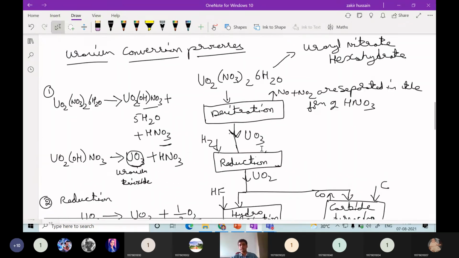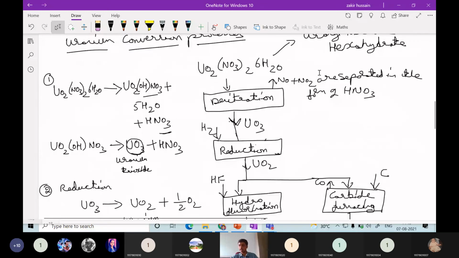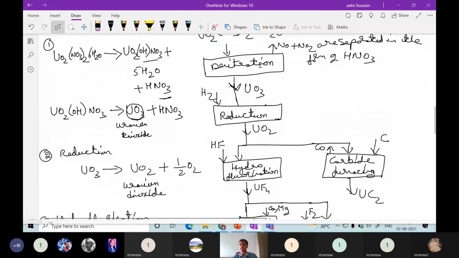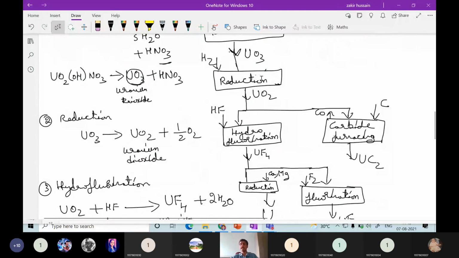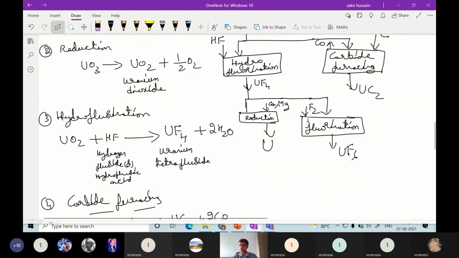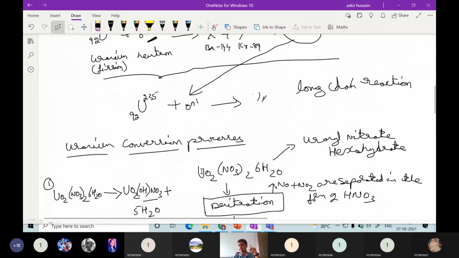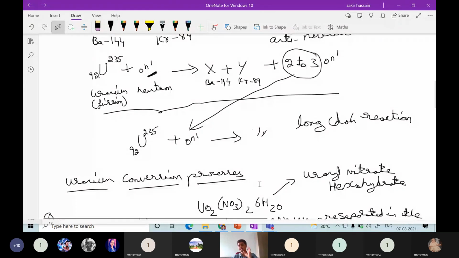So all these, there are many products. From the raw material uranium nitrate hexahydrate, the first product is UO3, the next product is UO2, and the next product is UF4. Then the next product is UC2, then pure uranium metal, and the final product is UF6. All these products are possible from only one mineral, that is uranyl nitrate hexahydrate.